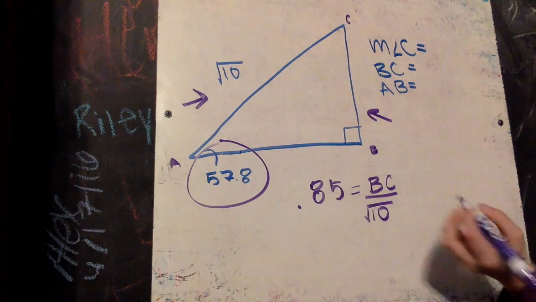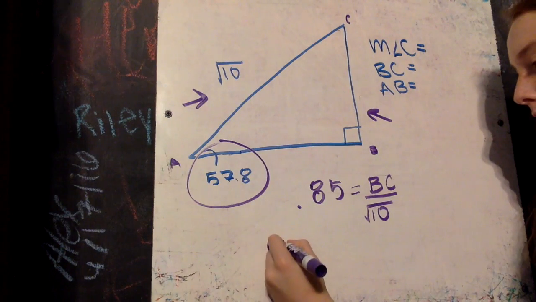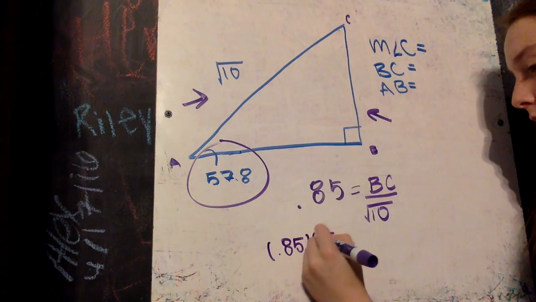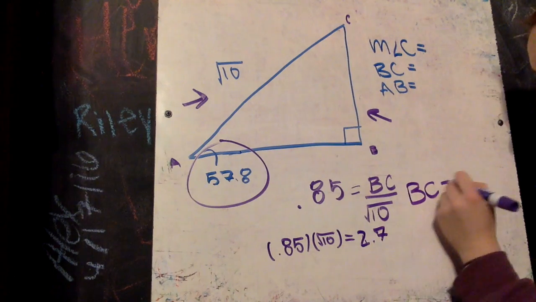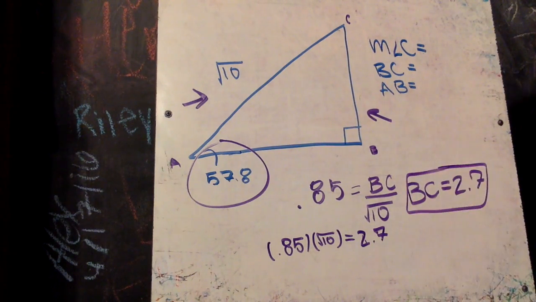So it becomes 0.85 equals BC over radical 10. And 0.85 times radical 10 equals 2.7. So BC is equal to 2.7.